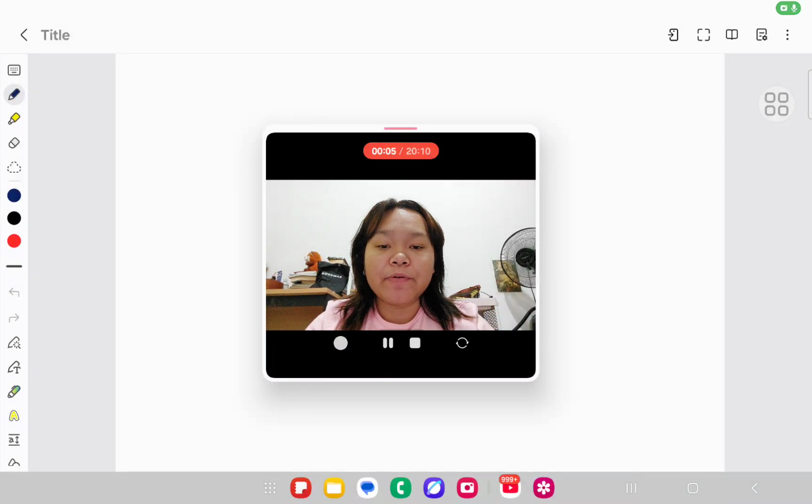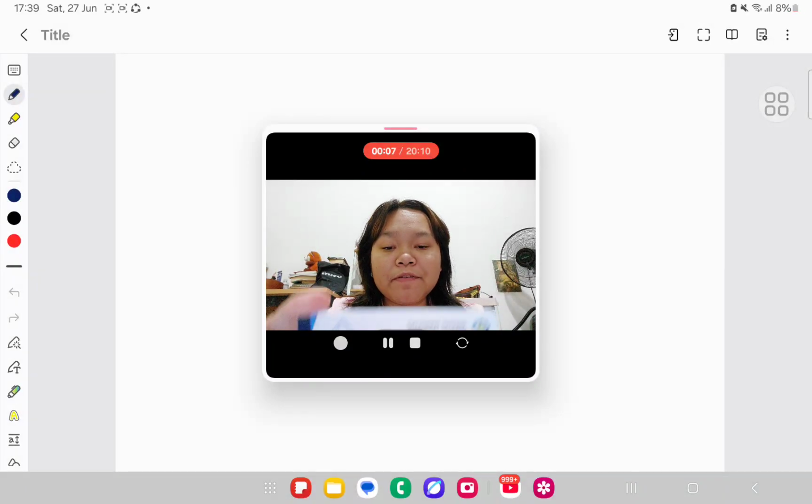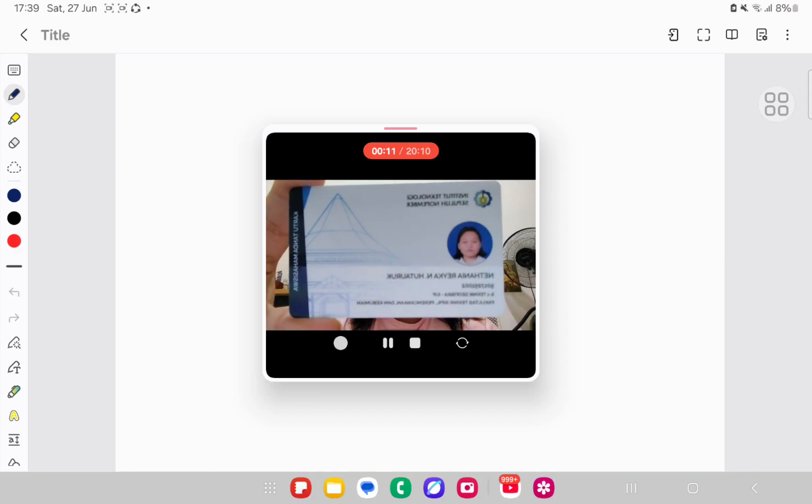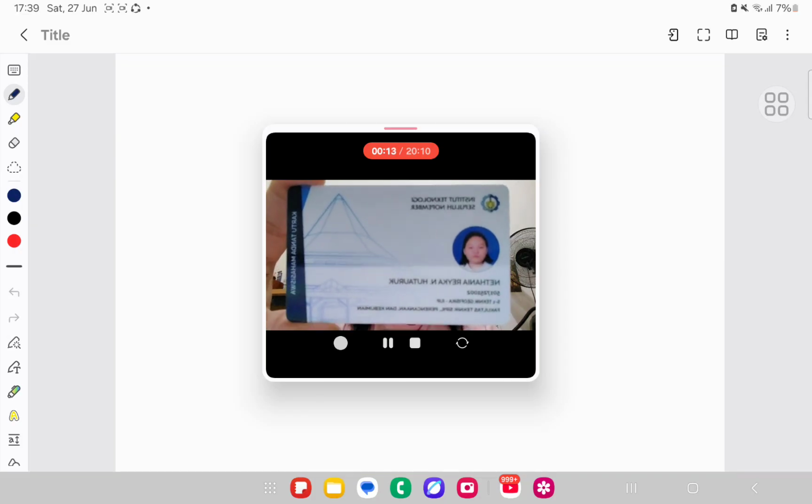Is Netanya Economy Tarok with NRP 5017251002.